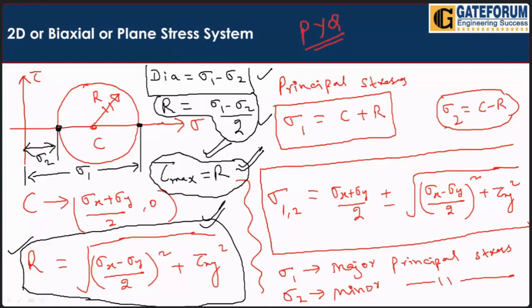So we have a center formula, radius formula, diameter formula, sigma 1 formula, sigma 2 formula, and tau max formula. Definitely there are so many questions in the PYQ, previous year GATE questions, from this topic, and very simply we can solve the problems. We can solve by Mohr circle also, and by direct formula also.